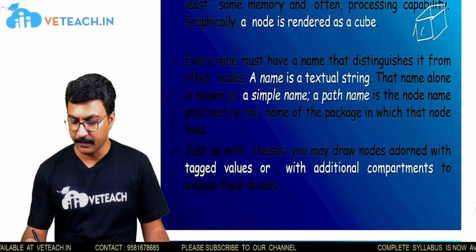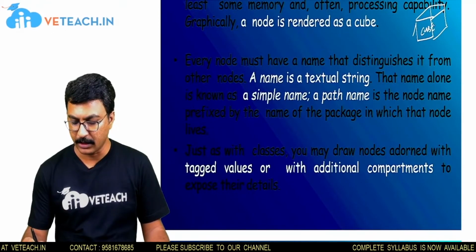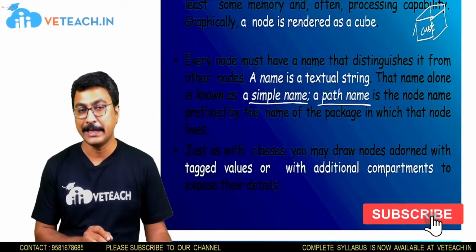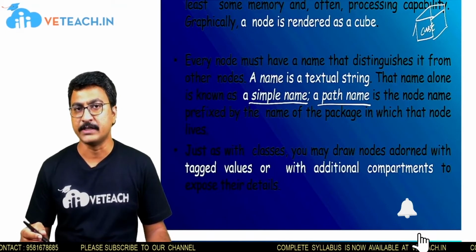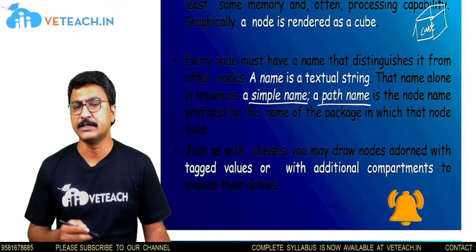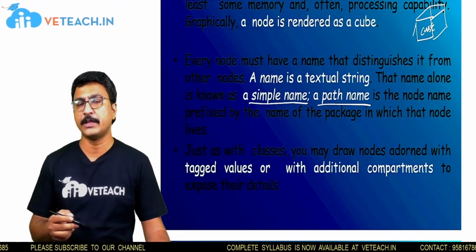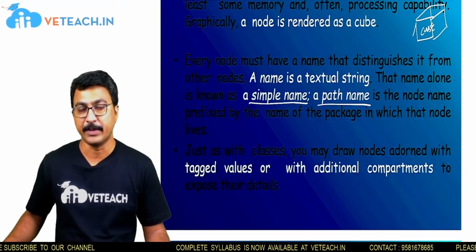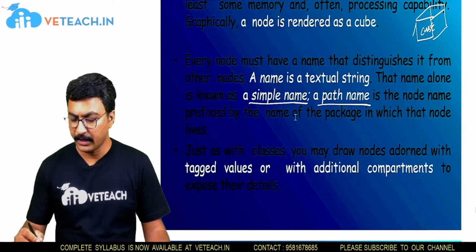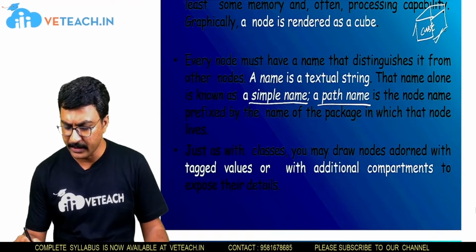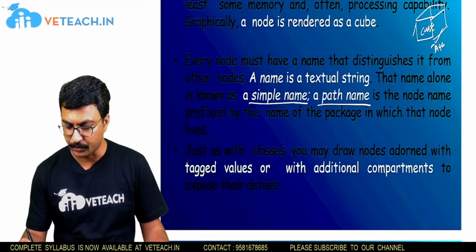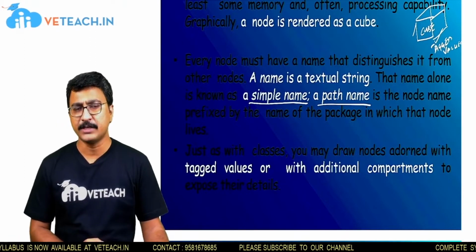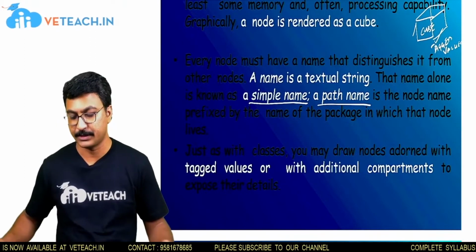A cube can have a name within it. A name can be a simple name or a path name. A path name indicates that the nodes exist within a package. So when they exist within a package, a package name followed by the name of the node represents the path name, or individually you can represent it by the simple name. Additionally, a node can also be attached with some tagged values, and some stereotypes can be attached to it, which marks that you can attach more compartments to a cube.